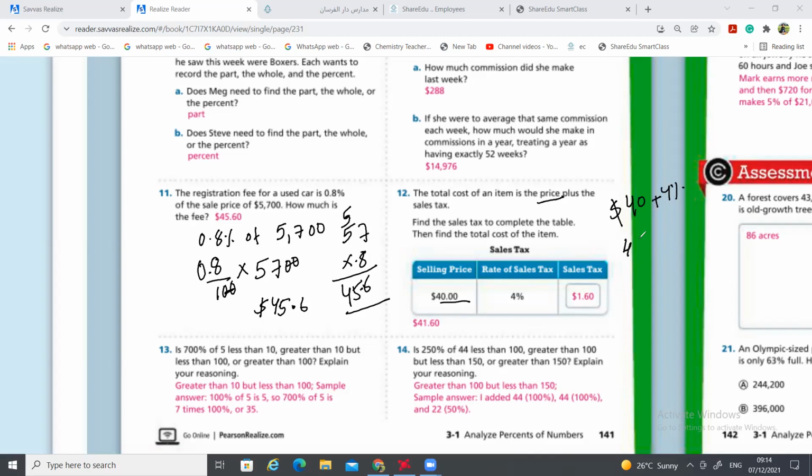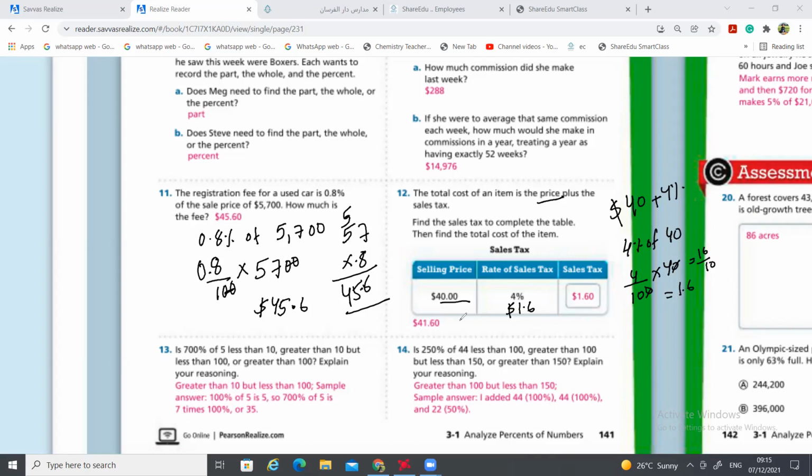How do you calculate 4% of 40? First of all, let us calculate 4% of 40. That is 4 over 100 multiplied by 40. So when I do this, I get 1.6. Like 4 times 4, 16 over 10. I get 1.6. So that means I need to add $1.6. So I get $41.6. Any question?